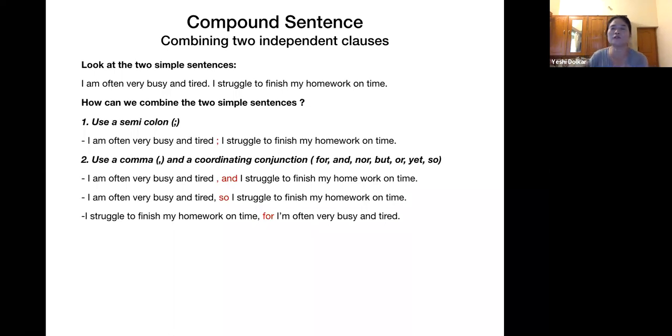All right, let's look at another one. Now this for. In English, for is used as a conjunction to mean because. Because I struggle to finish my homework on time, for I'm often very busy and tired. It's the same as the word because. But because is not a coordinating conjunction. Because is used in an independent clause. It's not used as a coordinating conjunction. For a coordinating conjunction, you use for.